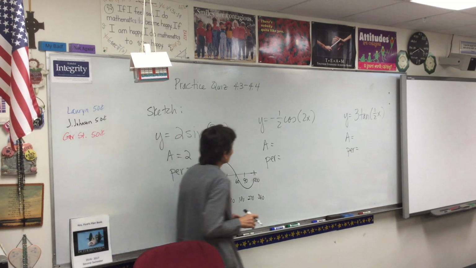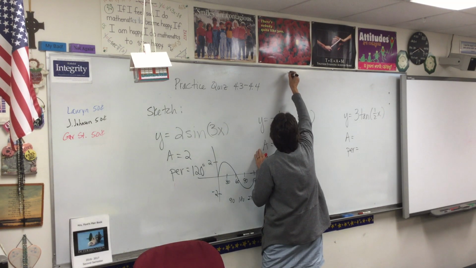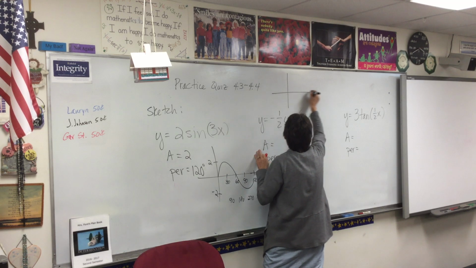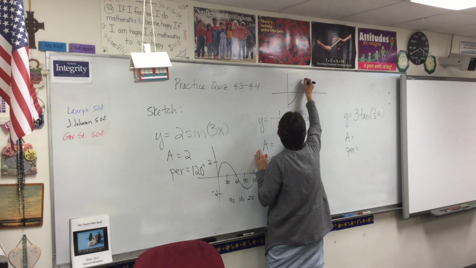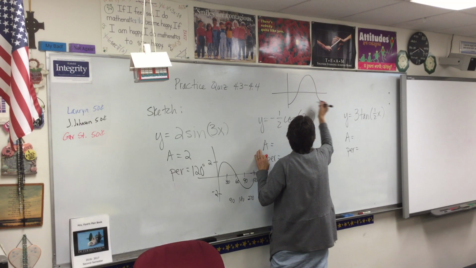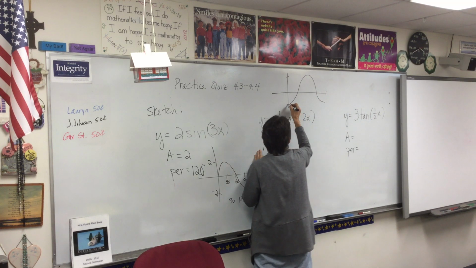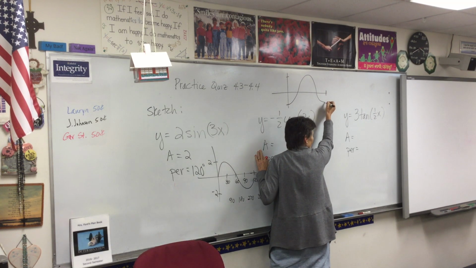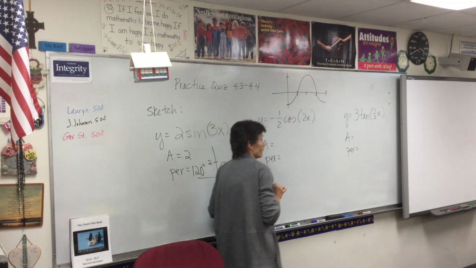All right, now we've got a negative cosine. Now, a negative cosine is going to start down here, go up and come back down, right? Yes. So it is going to start down and end down. That's my negative cosine.